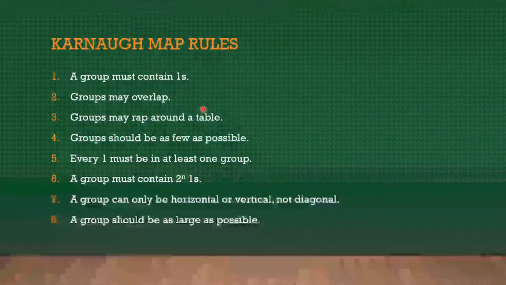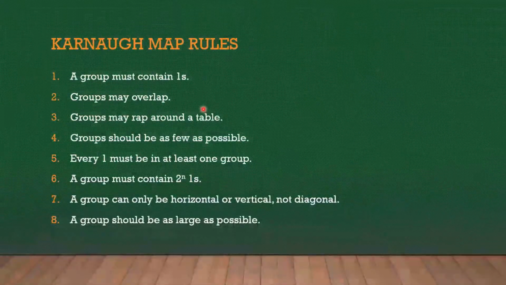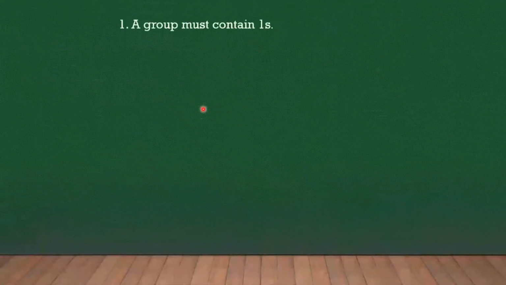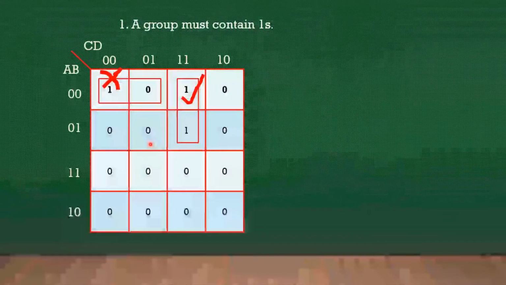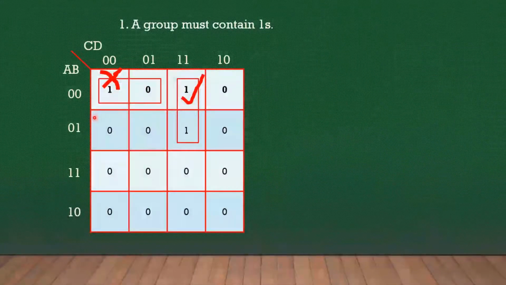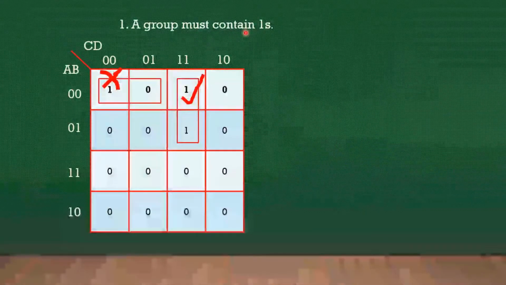Starting from the first, a group must contain ones. What does that mean? Let's see the examples. Here, this grouping on this table, 1, 1, is okay. But here, we don't group 1 and 0. Either we follow the zeros, as I told you, or ones. If we follow the zeros, we group only zeros, not including 1. But here, for simplicity, we took 1, so grouping 1 and 0 here is not correct. A group must contain ones.